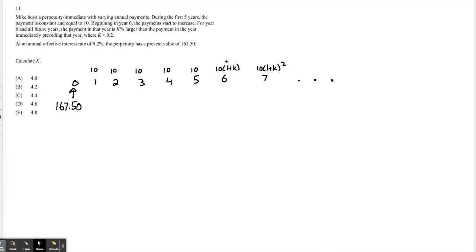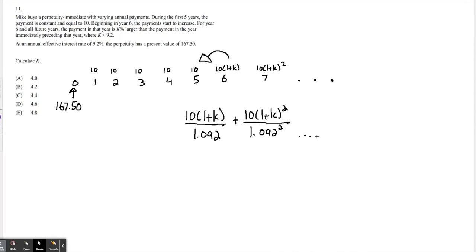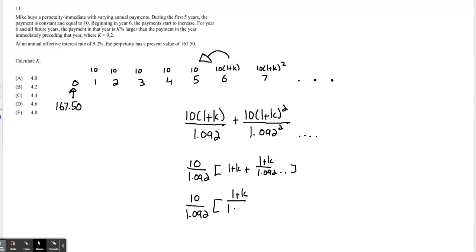Okay, great. So let's first take this geometric series and take it back to time 5. So we have 10, 1 plus k. Now we got to discount that. So divide by 1.092 because the interest rate is 9.2%. And then we have plus 10, 1 plus k squared, over 1.092 squared. Okay, so remember, the sum is just going to be first term over 1 minus common ratio. So I'm going to factor out a 10 over 1.092, and then I get 1 plus k plus 1 plus k over 1.092, and so on and so forth. So I get 10 over 1.092 first term, over 1 minus common ratio.